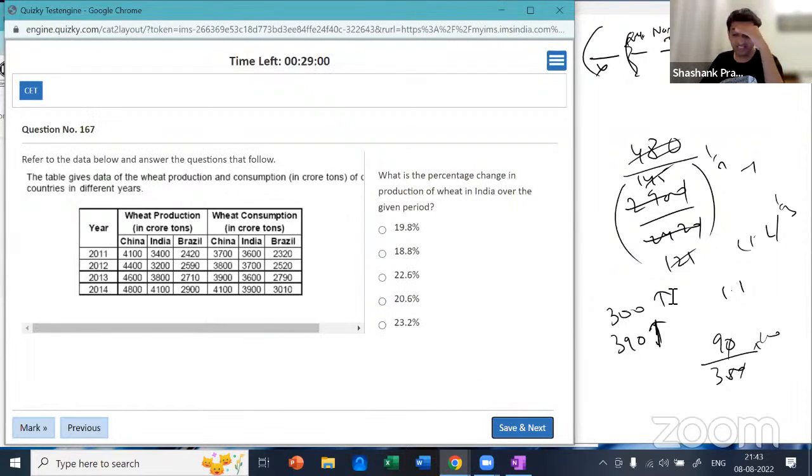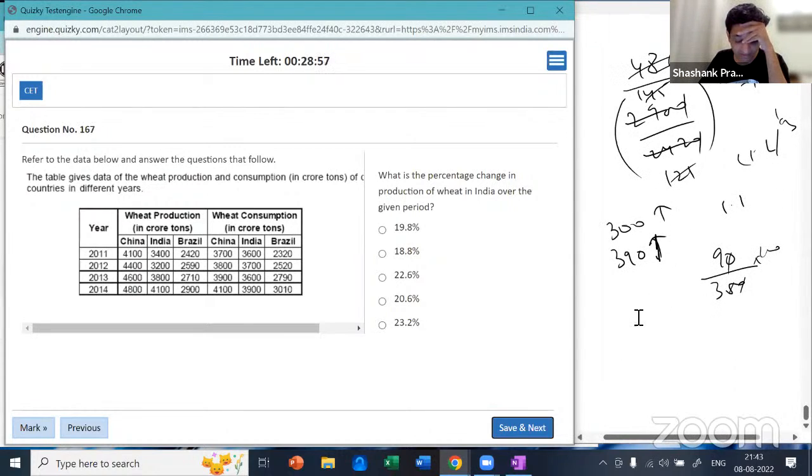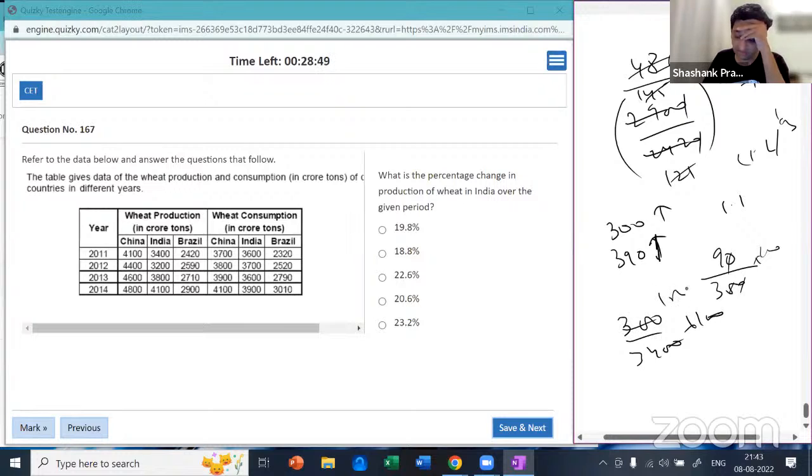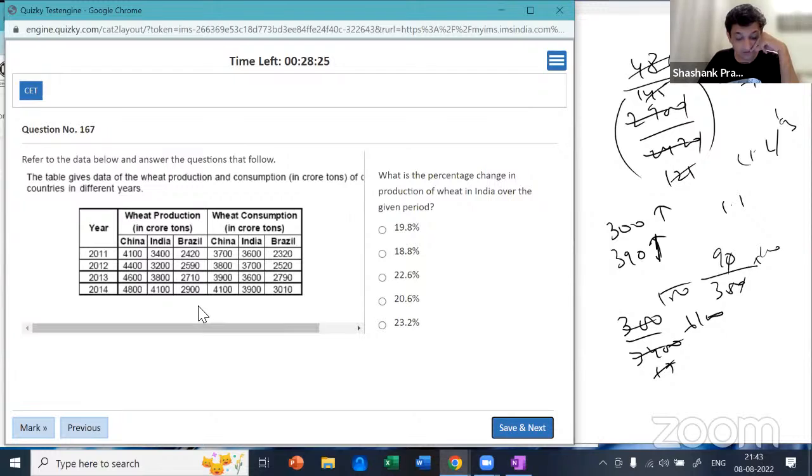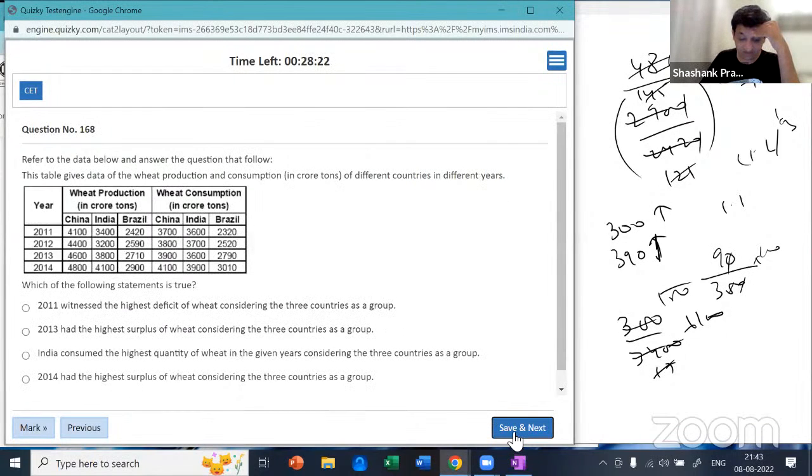Percentage change in production of wheat in India over the given period. Percentage change. So 300 by 3400. Production, right? Yeah. 300 by 3400 into 100. 150, 17, 17. What am I missing here? Percentage change in production of wheat in India over the given period. Okay, I'm missing something here. I don't know what. Okay, I don't know. I'll just save this for later.